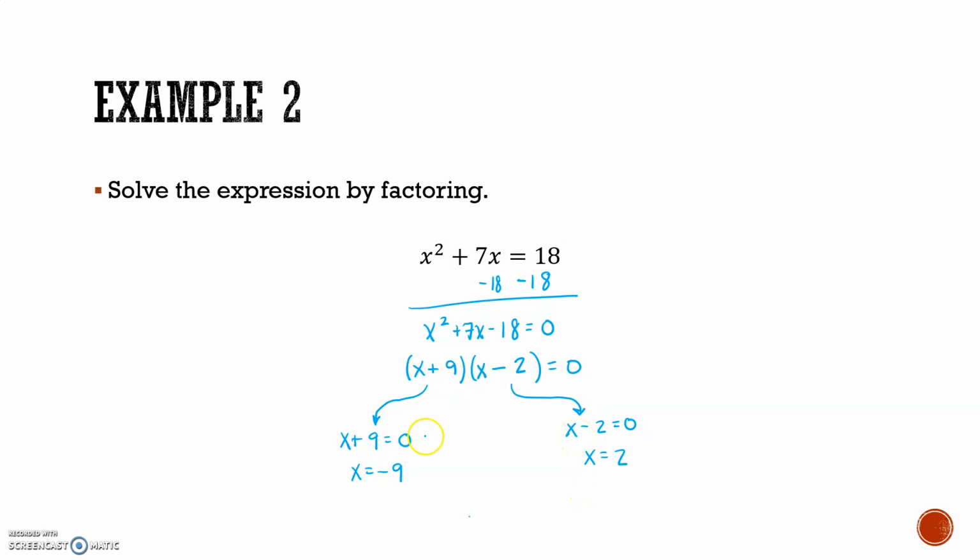And I can check that because negative 9 here would make this set of parentheses equal to 0. It doesn't matter what's over here. 0 times anything is 0. And so that's what the zero product property is. And you should get 2 answers most of the time.